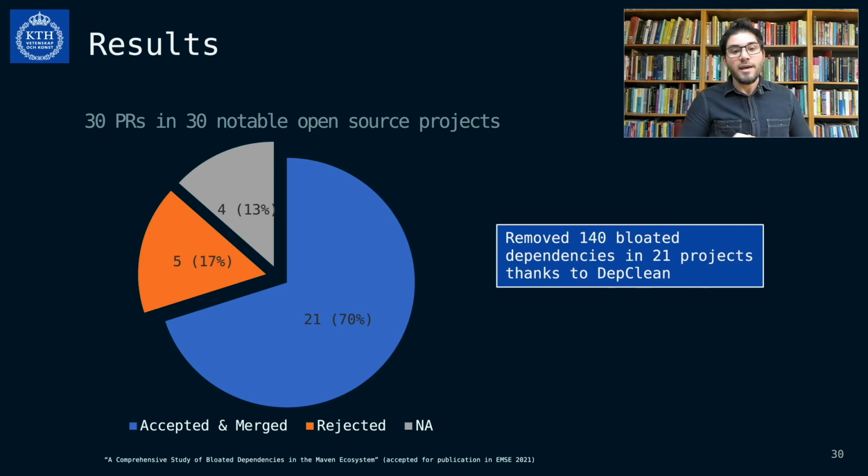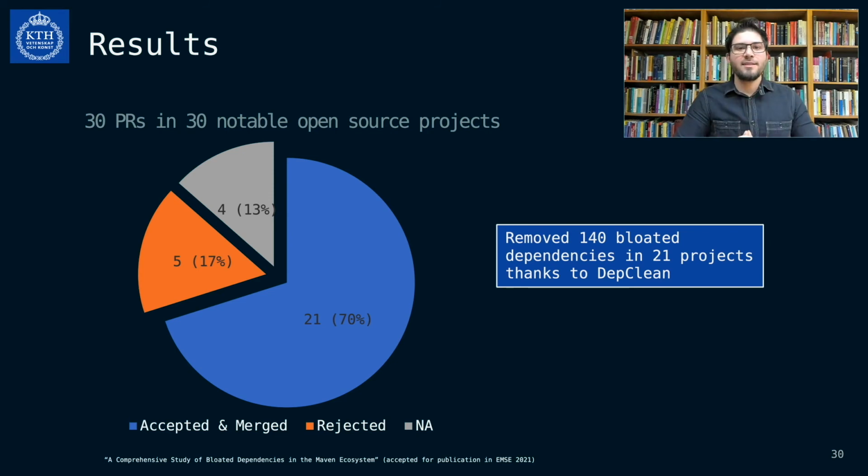These results indicate that removing bloated dependencies is important for developers. They are ready to take action, and also that if we submit pull requests proposing the removal of bloated dependencies, they are likely to be accepted by developers.